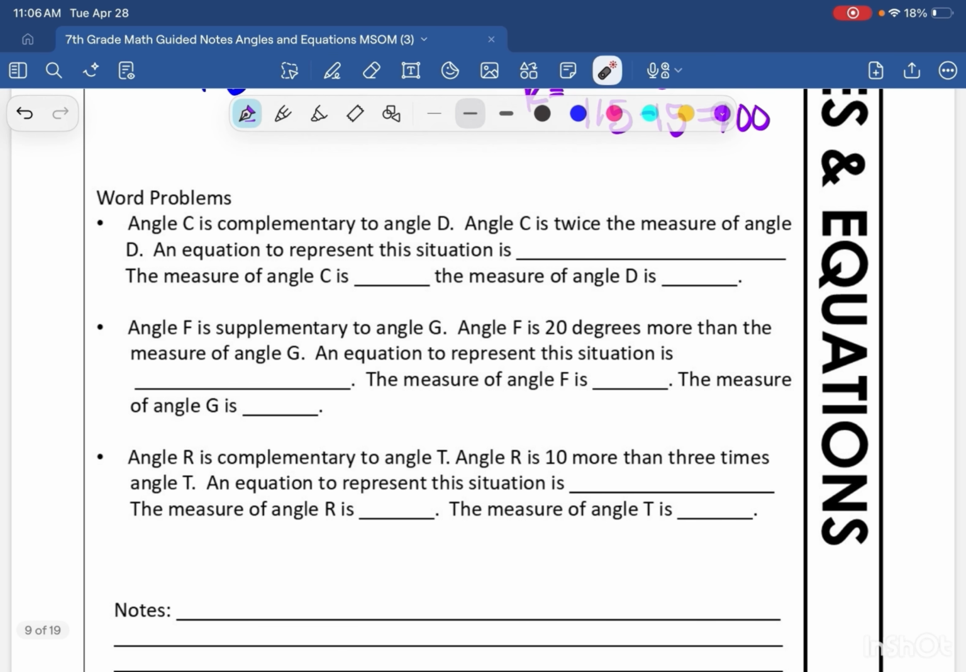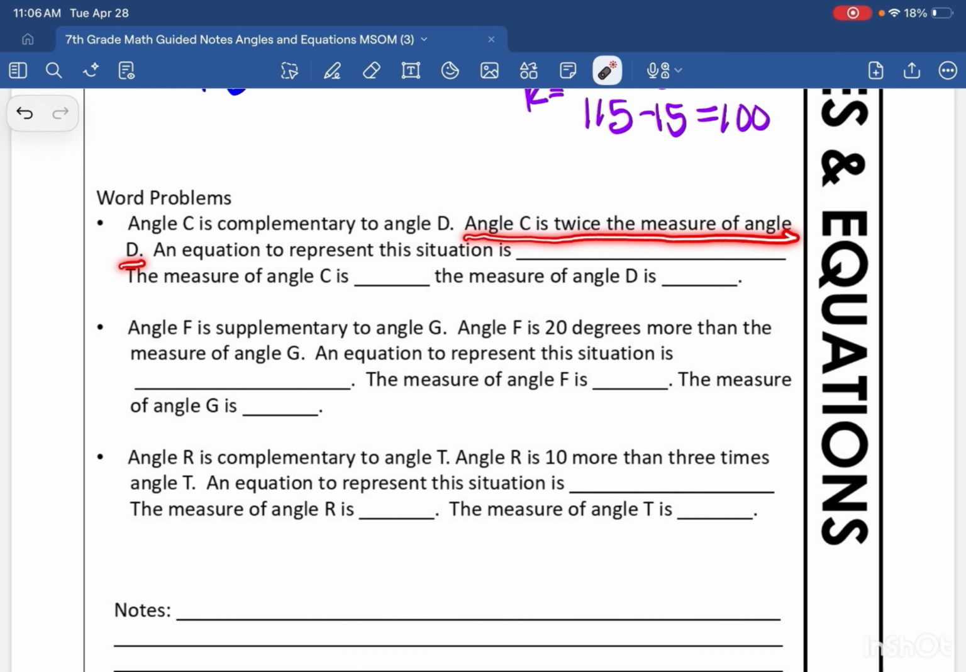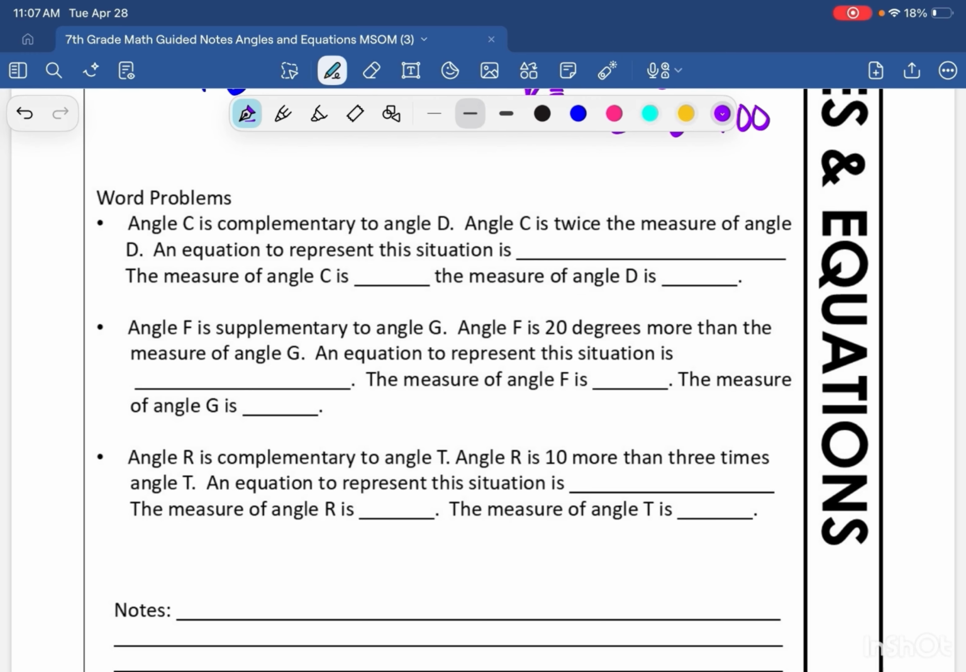It says angle C is complementary to angle D. Complementary. There's our keyword. Angle C is twice the measure of angle D. And so it says I need an equation to represent this situation. And then I need to find the measure of angle C and the measure of angle D. All right. It helps to think about what depends on what here. It says angle C is twice the measure of angle D. So let's just identify angle D, and we'll just say it's D degrees.